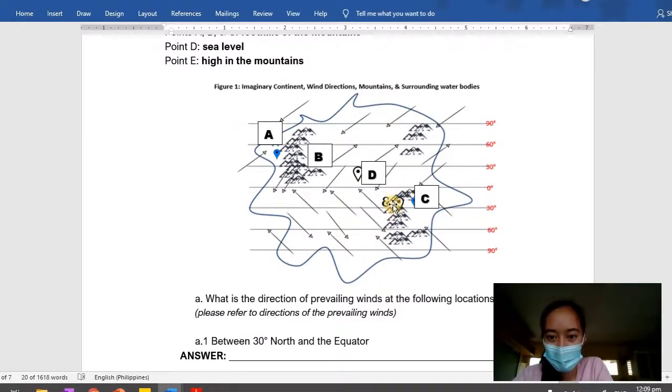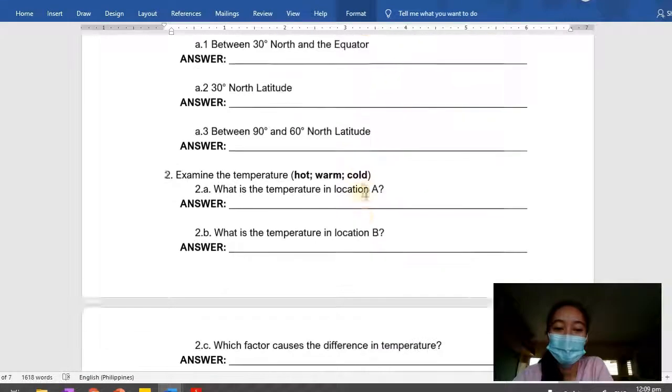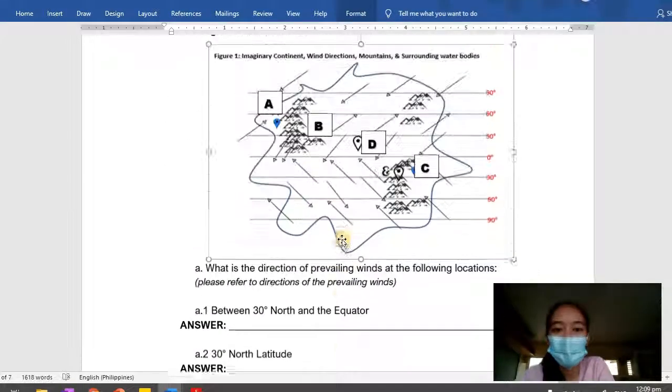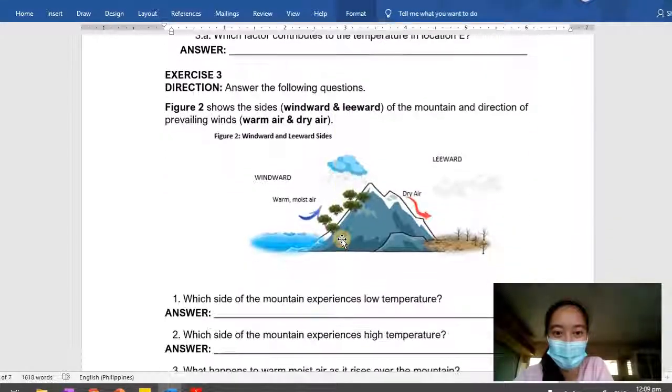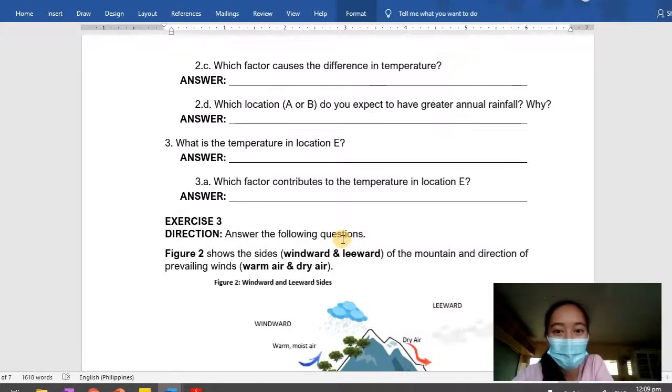Oh, I think this one. Letter E, there is a letter E here. So continue. So those are the rules I taught earlier about easterlies and westerlies. Okay, so that is how you answer exercise 2.